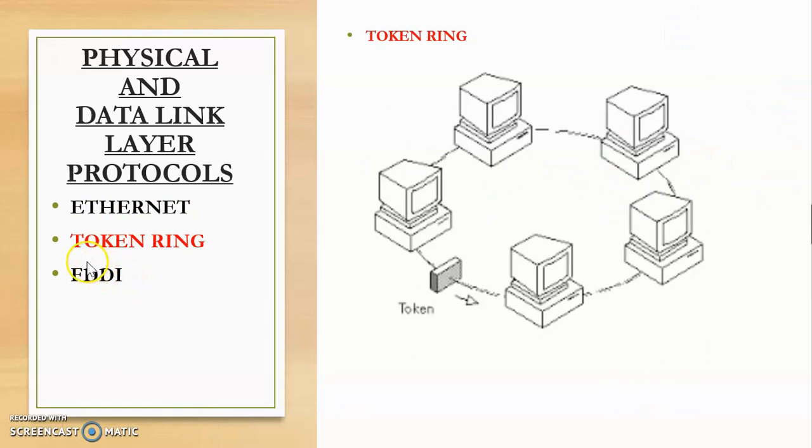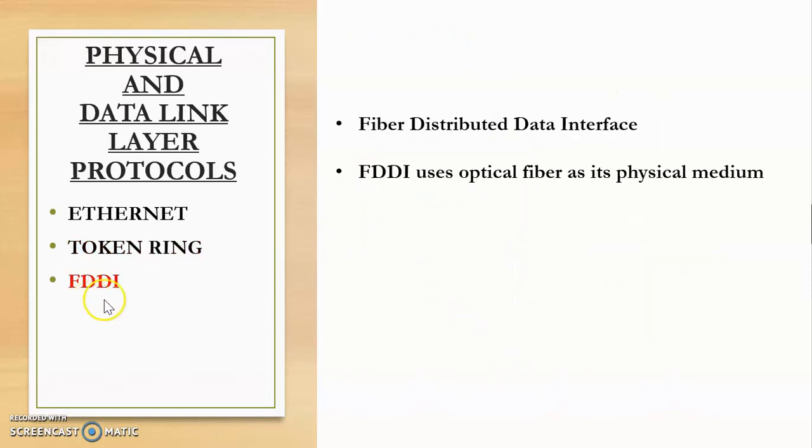Another protocol which is used is the token ring protocol. This protocol is mostly used in LANs. It is used to provide fair access to the channel. That is, the device which gets the token can transmit the data. Another protocol is FDDI, which stands for Fiber Distributed Data Interface. It uses optical fiber to transmit data and can transmit data fast over longer distances.